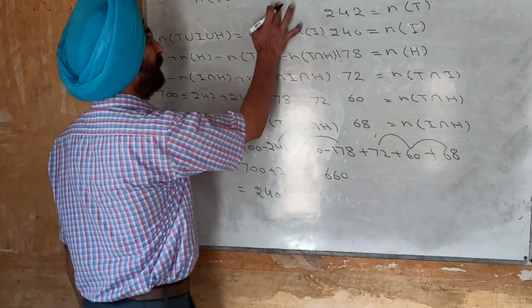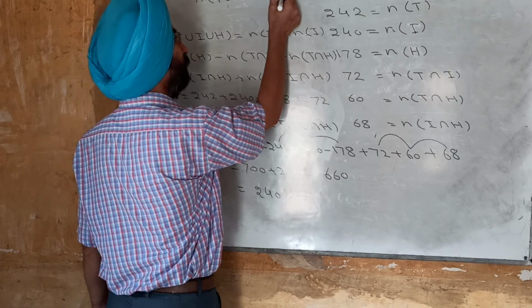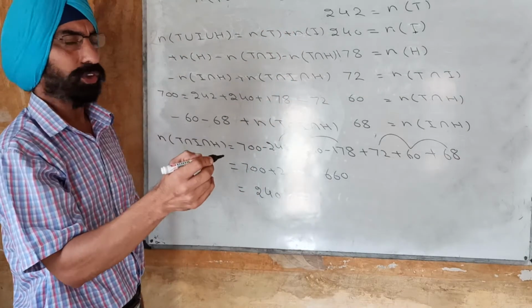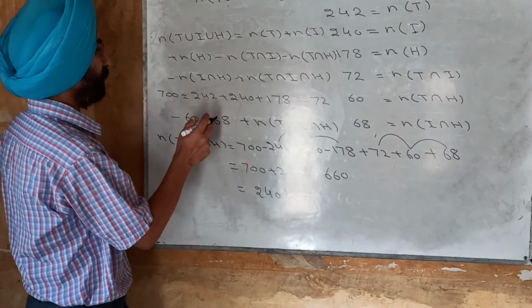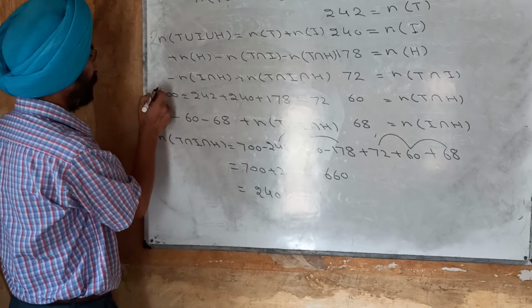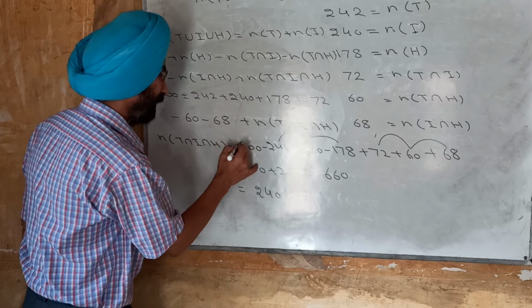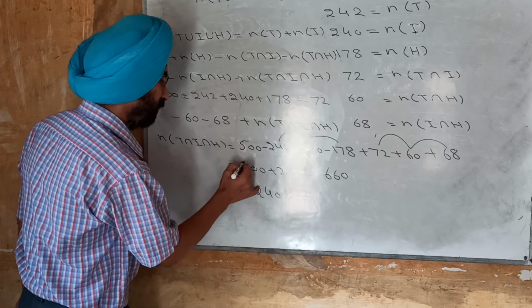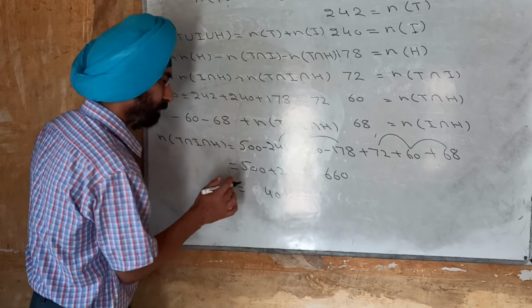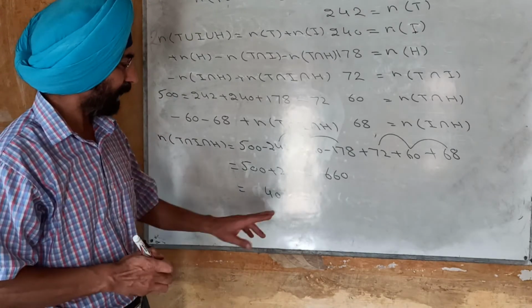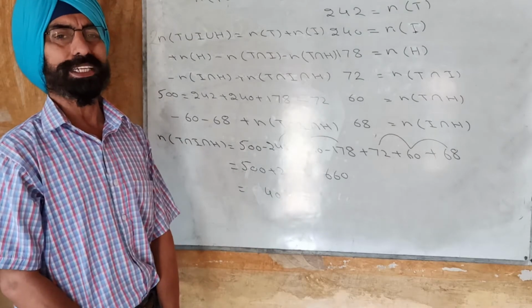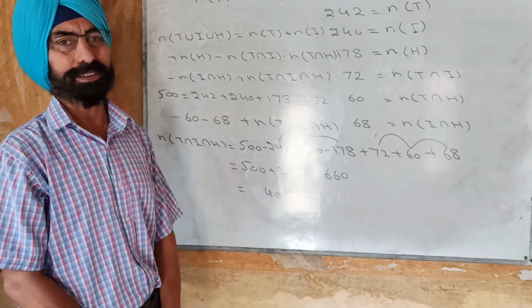Actually, in the question, the statement here is the number of families is 500. Sorry for that. So change this to 500. This is 500. This is 500. This is 500. And now it is 40. So 40 is the number of families who read all the three newspapers.